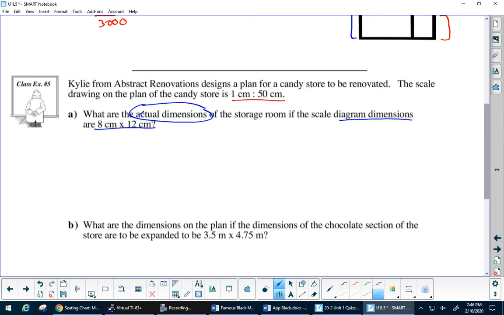So first of all, write your ratio down. 1 centimeter represents 50 centimeters, right? Now, we're going to deal with each of these separately. Where should the 8 go, the top or the bottom?